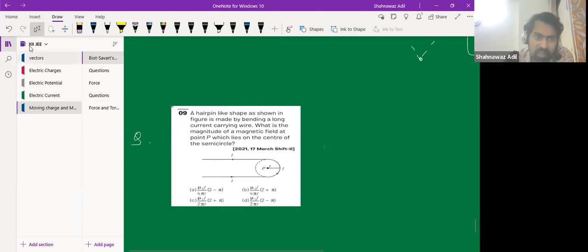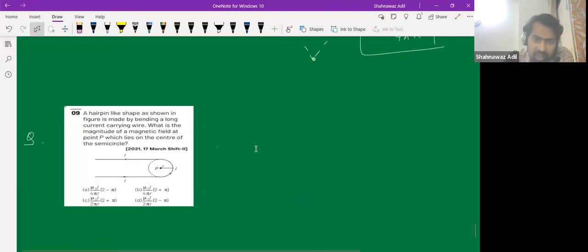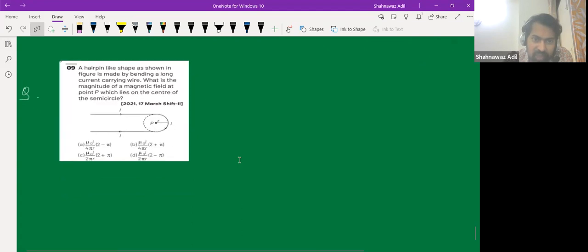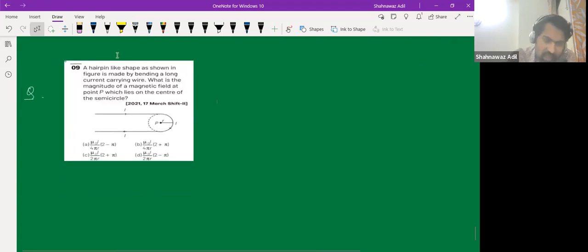So this is the hairpin, and it has three parts, right? We want to calculate the magnetic field at point P. The current is flowing, all of these currents are I, right? Is that correct, Tariq? Yes, sir.